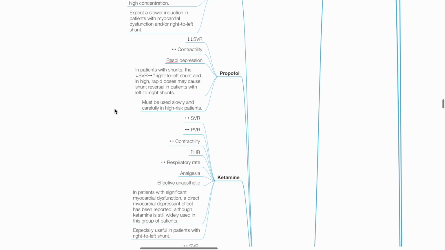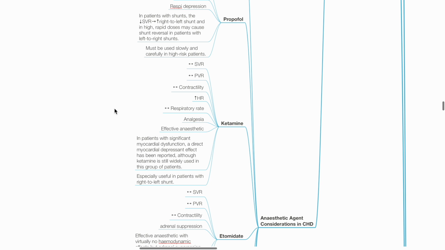Ketamine preserves SVR, PVR, and contractility. It increases heart rate. It preserves respiratory drive and has analgesic and anesthetic effects. In patients with significant myocardial dysfunction, a direct myocardial depressant effect from ketamine has been reported. However, ketamine is still widely used in this group of patients. Ketamine is especially useful in patients with right to left shunt.